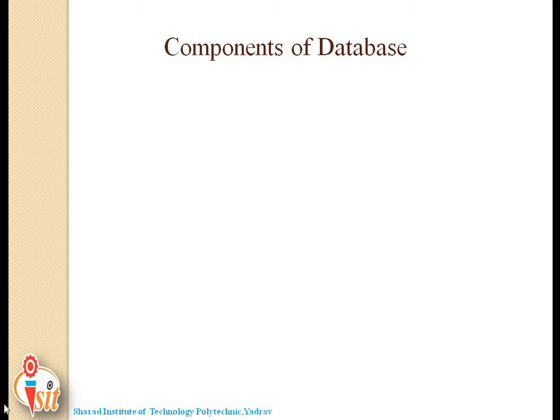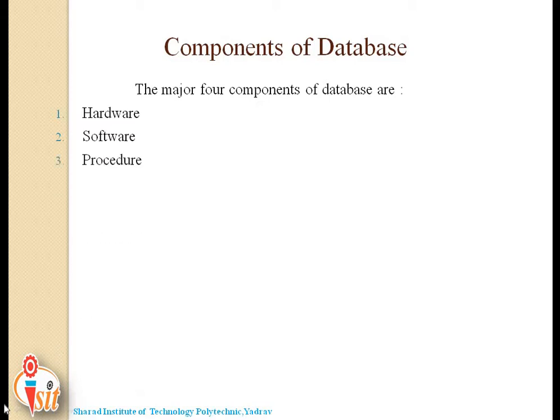Here you can see different components of database. First one, hardware. Second one is software. Next, procedure. Next one is data. Database access language. And last one is users. You can also call it as people.